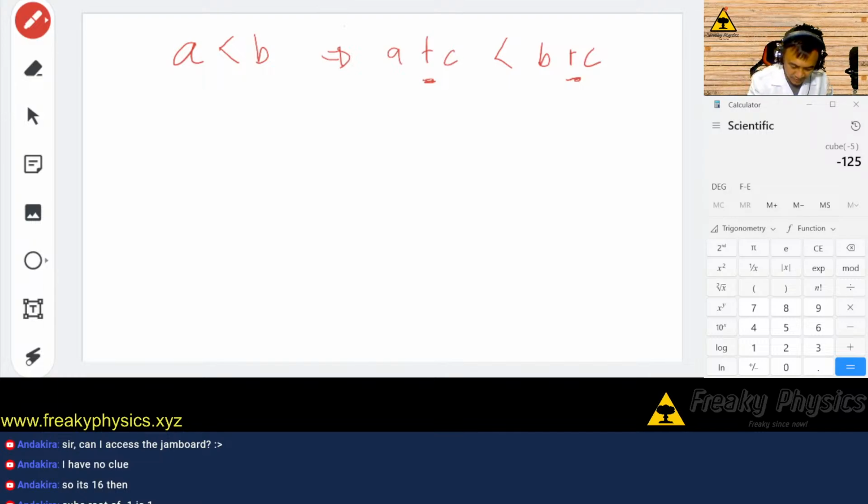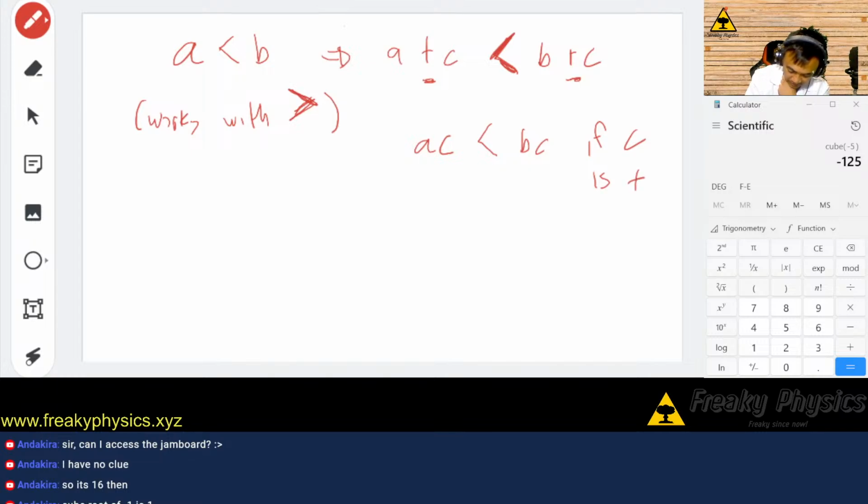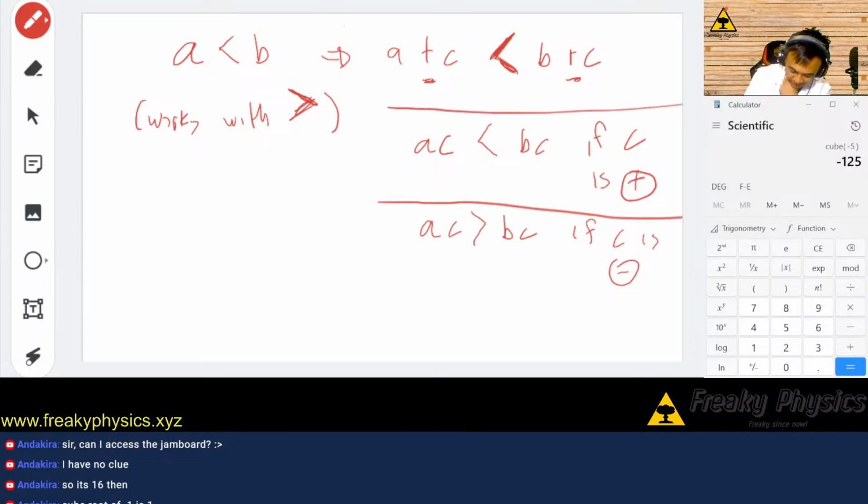By the way, this also works with the less than symbol. Sorry, with the greater than symbol. So I'm just gonna use the less than symbol in this case. Now, what is AC? That's gonna be greater than BC if C is positive. But this is gonna be the other way around. AC is gonna be greater than BC if C is negative. So the first one, there are no conditions.